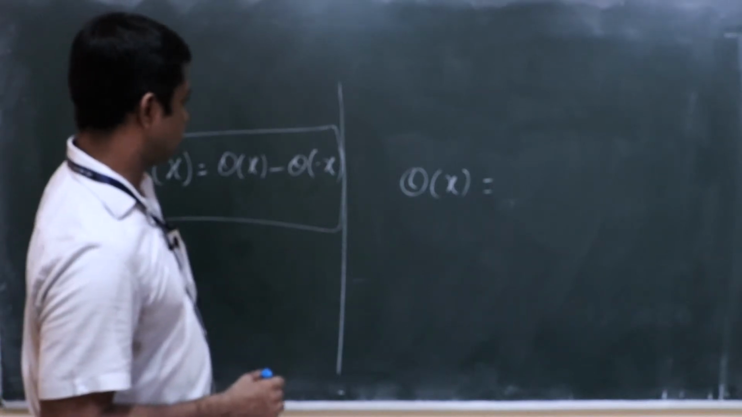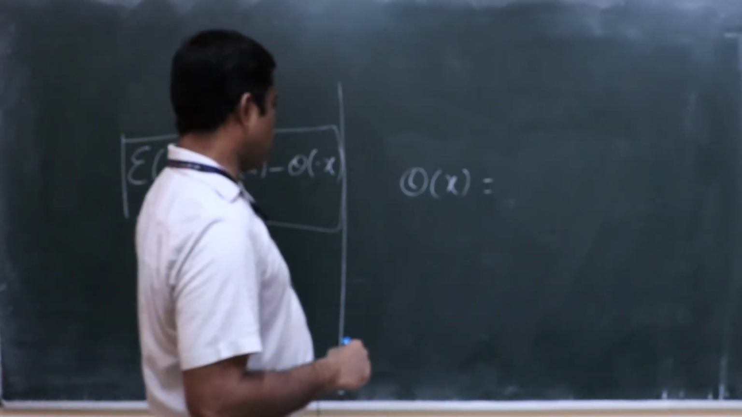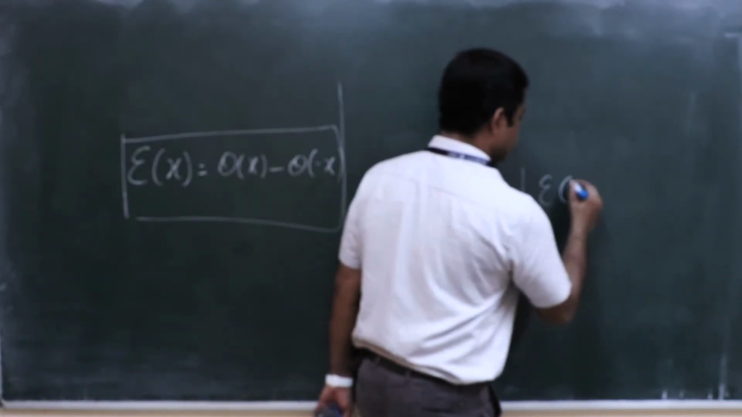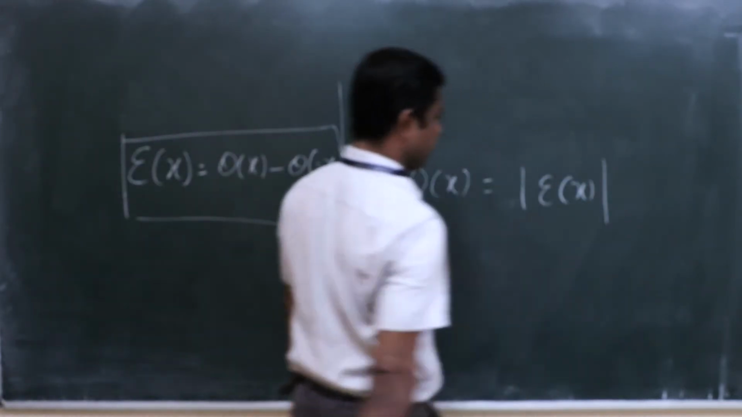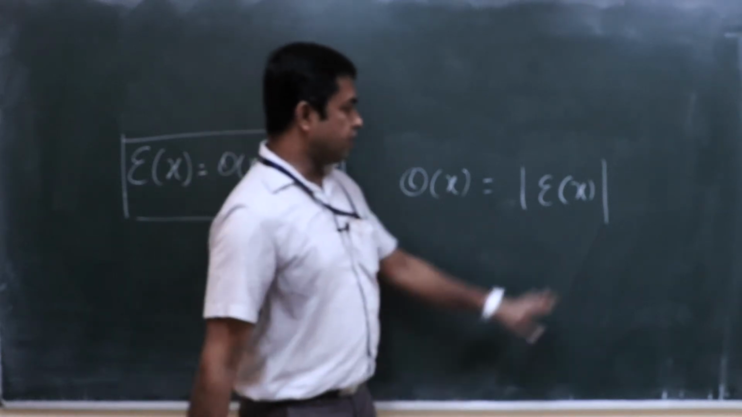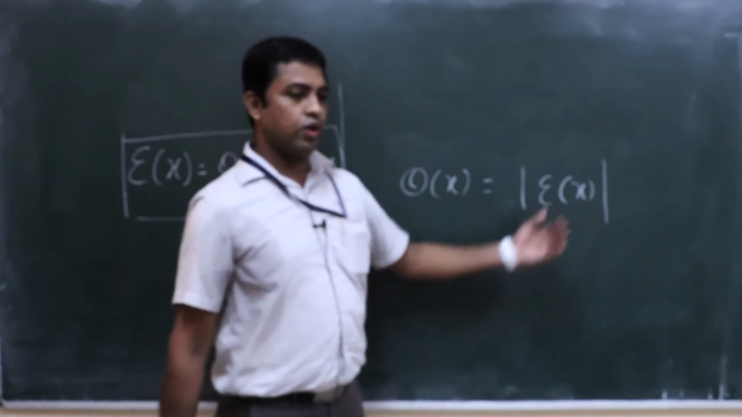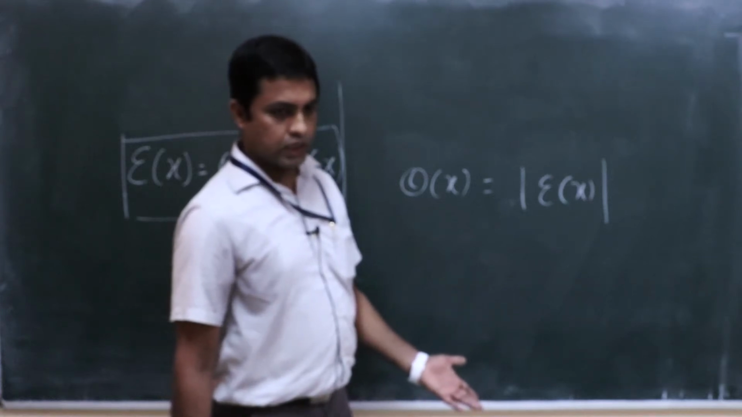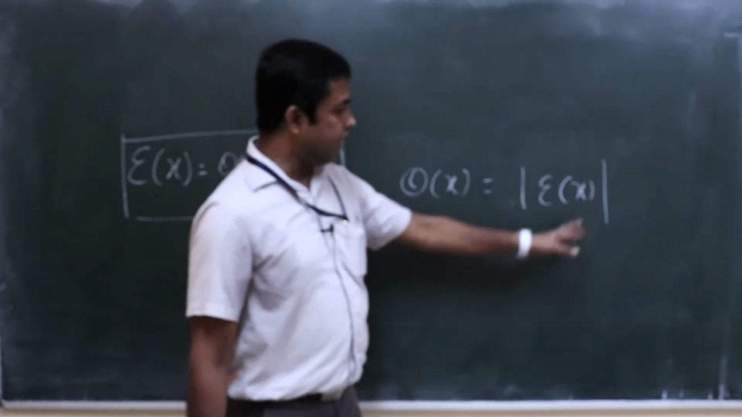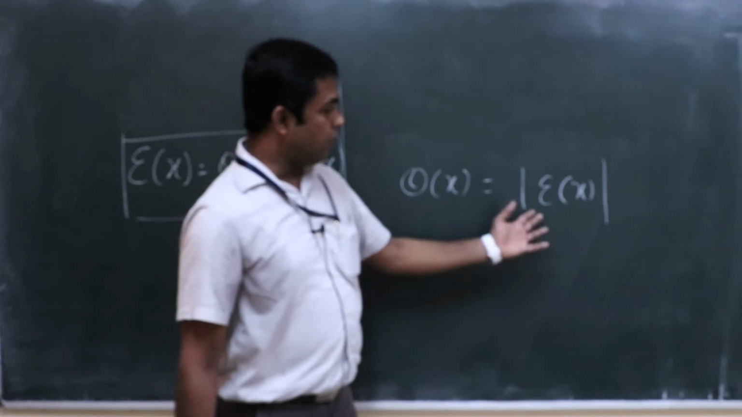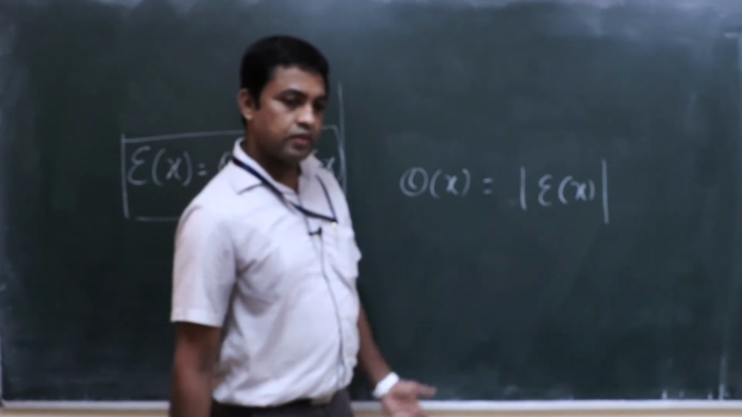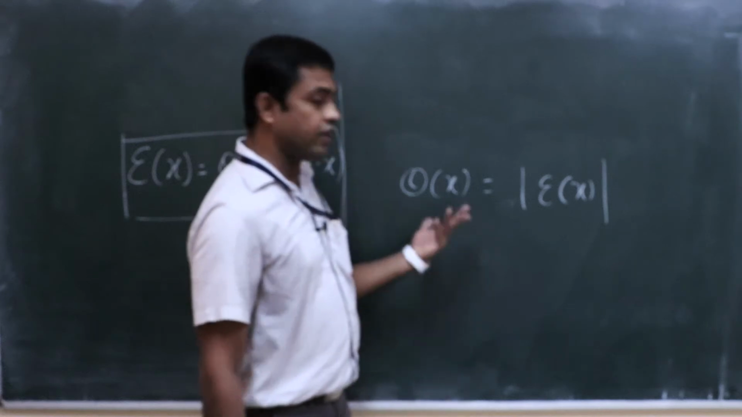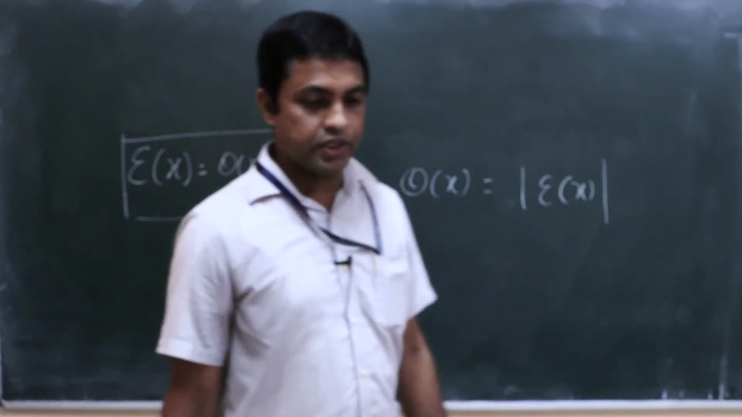Sir, is it mod epsilon x? No, how can it be mod of epsilon x? Okay, let us see whether it is correct or not. If x is greater than 0, what is epsilon of x? Plus 1. When x is less than 0, what is epsilon of x? Minus 1. So modulus of minus 1 is 1. So you get theta of x is 1 always. So that is not correct.